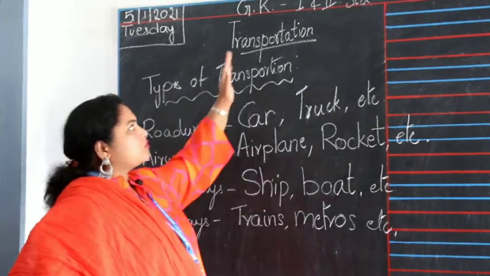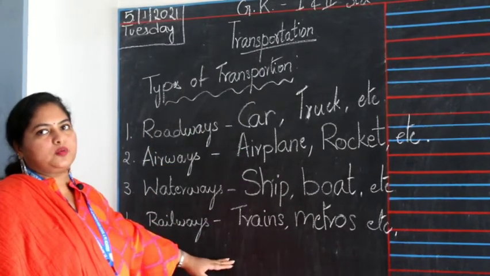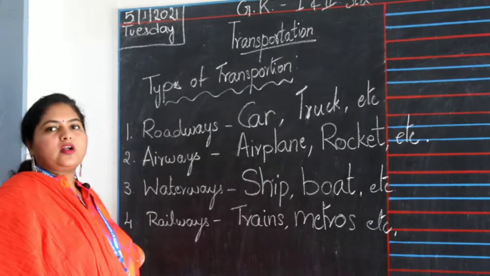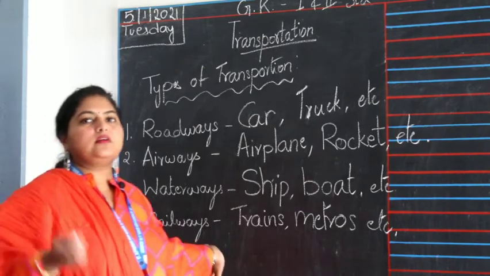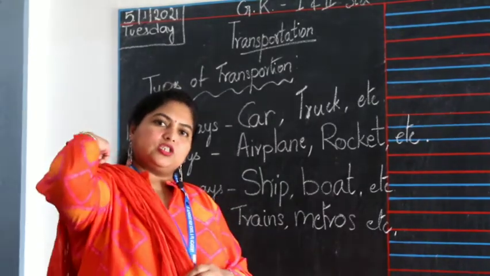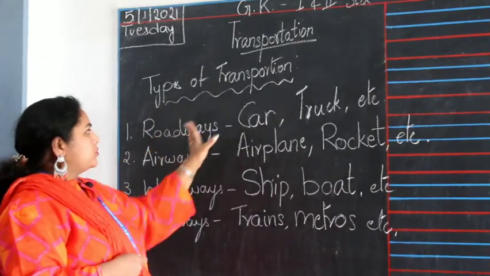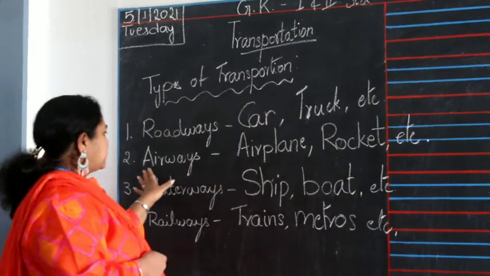Children, I want you all to copy this whole thing in your rough book or a revision book, because you don't have a GK notebook. So write this in your rough book or a revision book. This will help you understand your other lessons in EVS and English lessons. So types of transport: roadways, you have car, truck and many other vehicles.